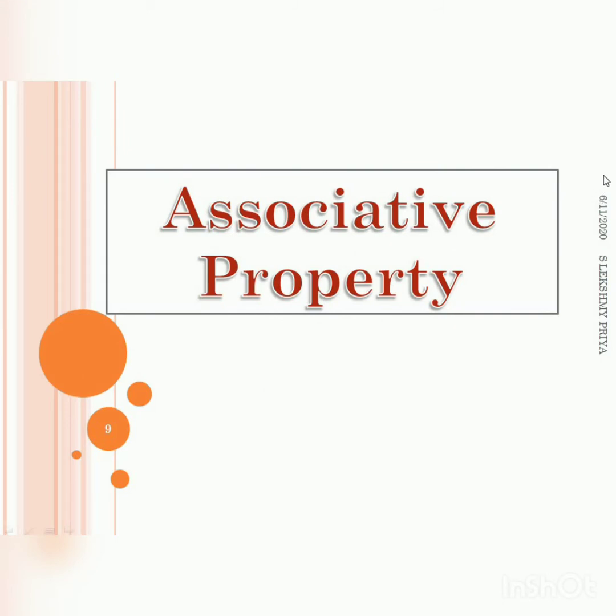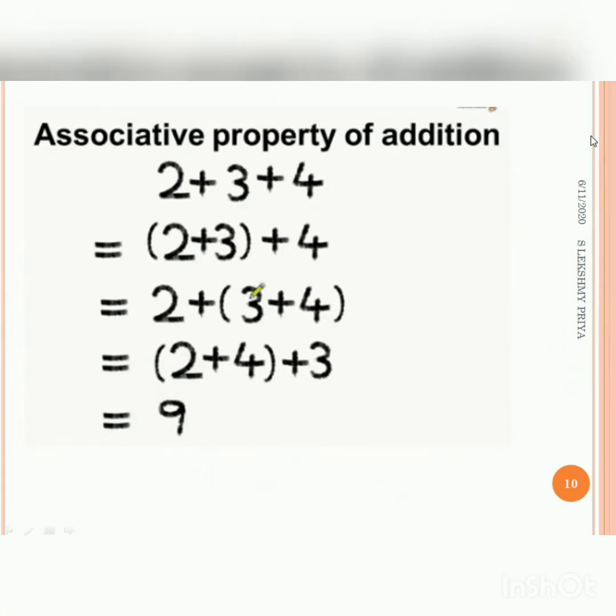The third one is associative property. We are using associative property for more than two numbers. As an example, I have taken only 3 positive numbers. You can do it with negative numbers also. 2 plus 3 plus 4. Just adding, you'll get the answer as 9. You can add in many ways.